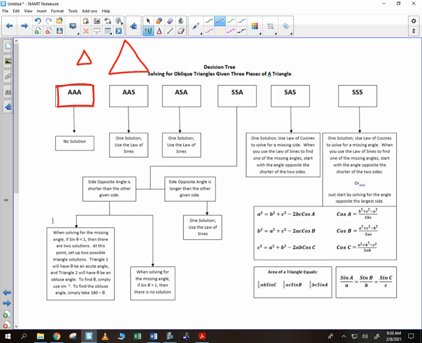However, their sides are proportional, meaning if this had a side of 3 and this had a side of 6, then this would have a side of 3 and this would have a side of 6, okay? It would be twice as big in that situation, but they're not congruent. So angle, angle, angle does not show congruency. But you did learn that angle, angle, side shows congruency, and you learned that angle, side, angle shows congruency.